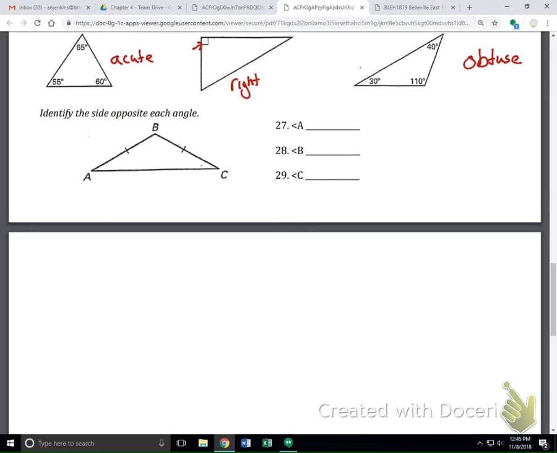Last but not least, we have identify the side opposite of the angle. Well, we're looking at angle A. Angle A, what's opposite of it, is segment BC. So remember, we put a line over it. We have angle B, and the side opposite is AC. And then we have angle C, and the side opposite of that is AB.